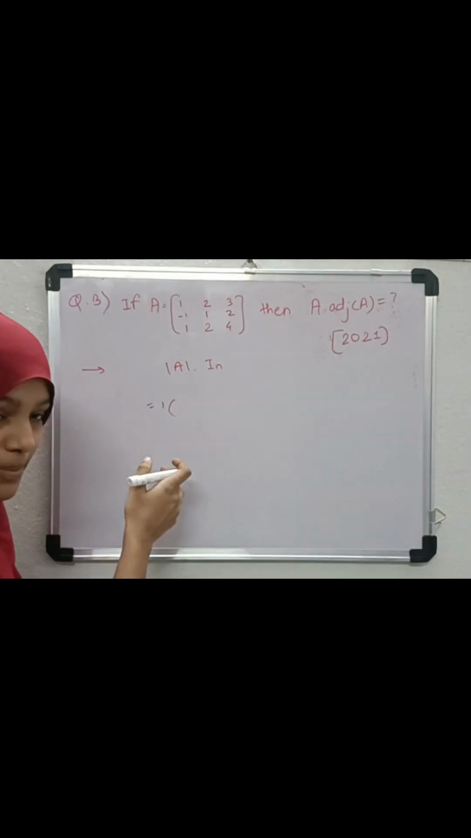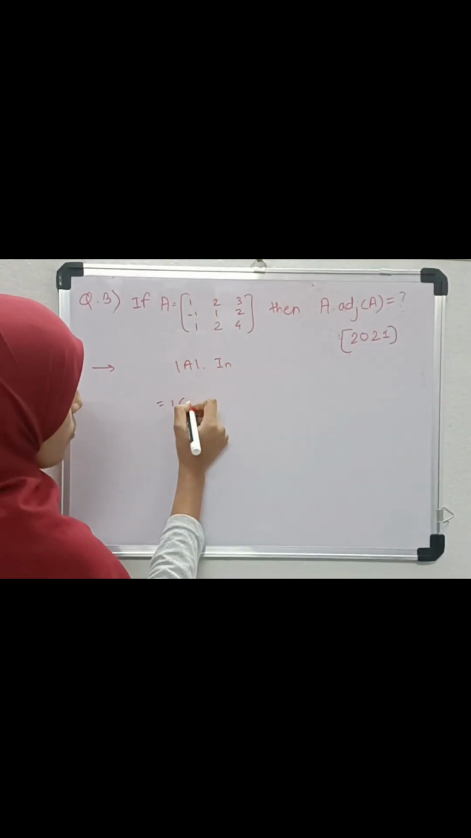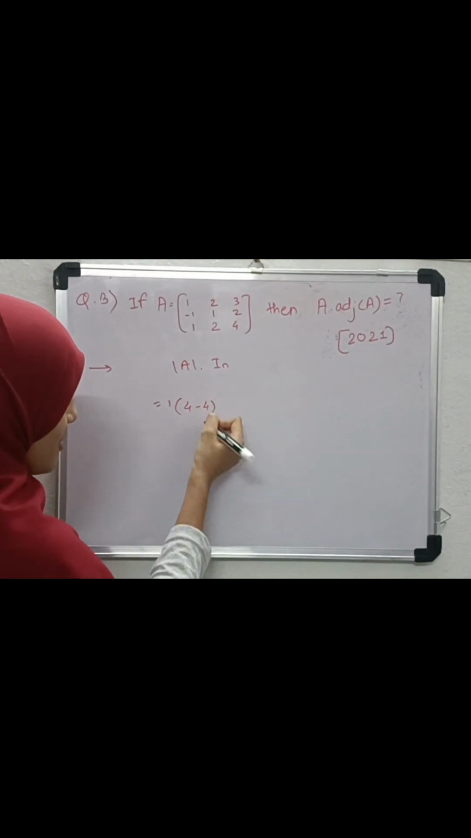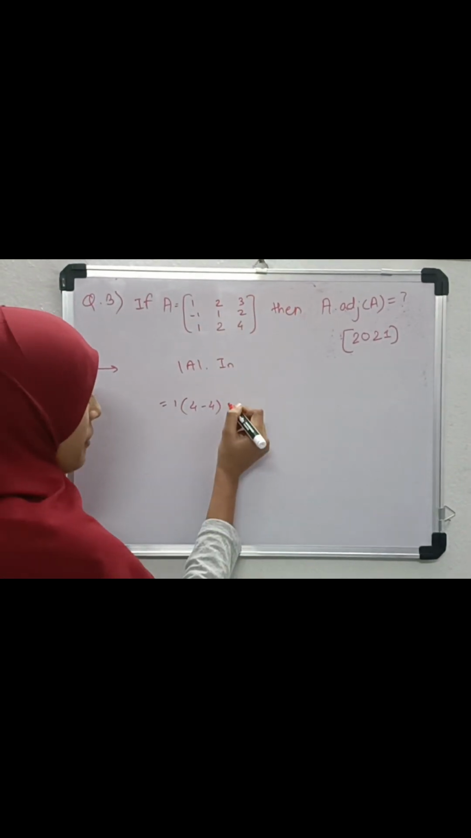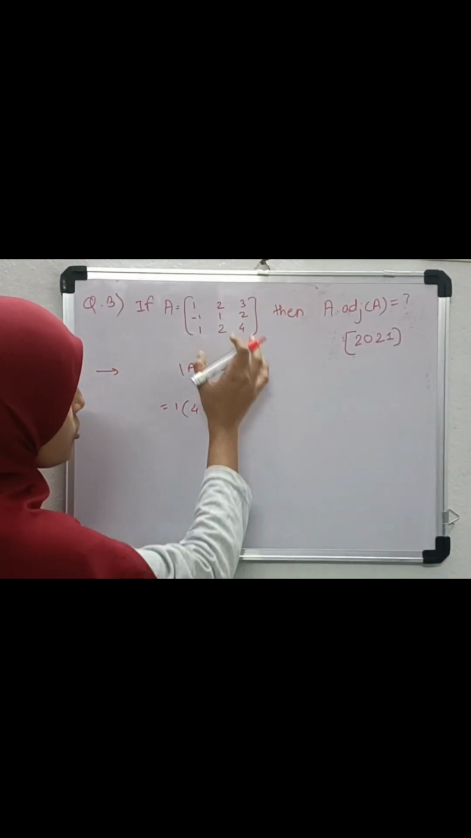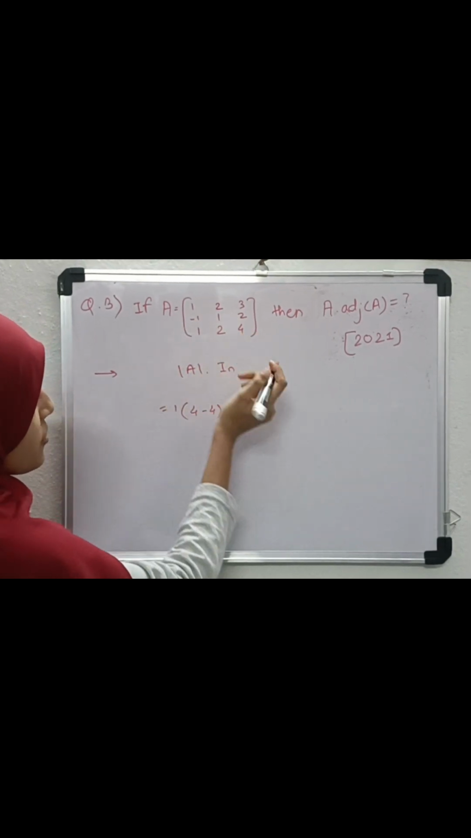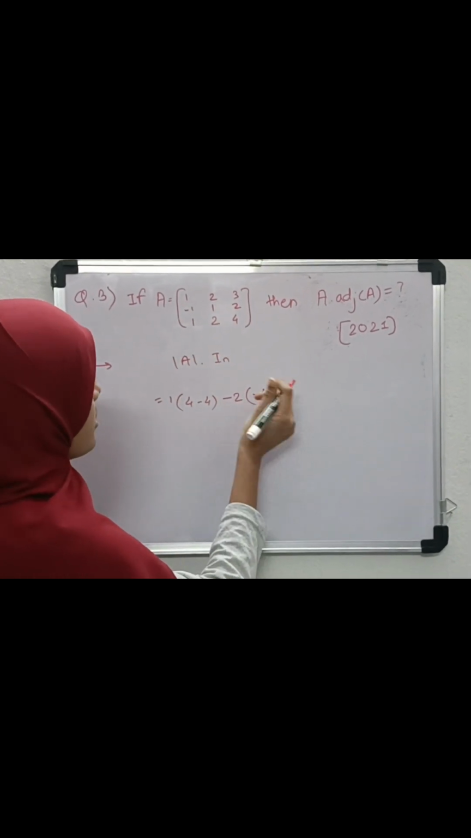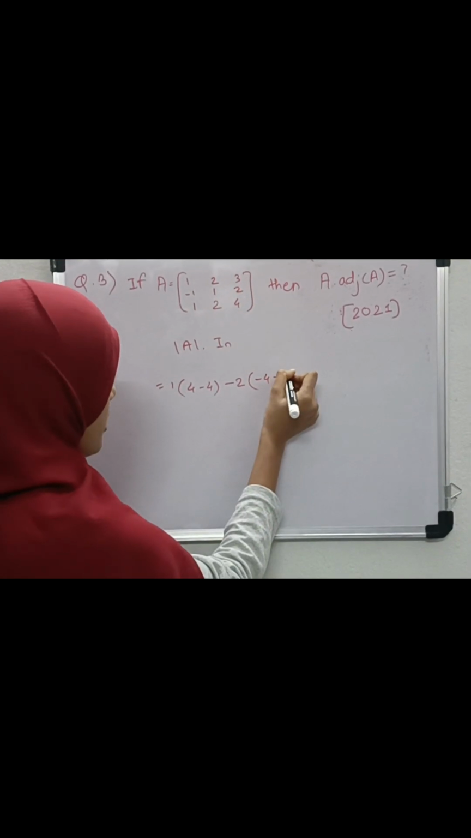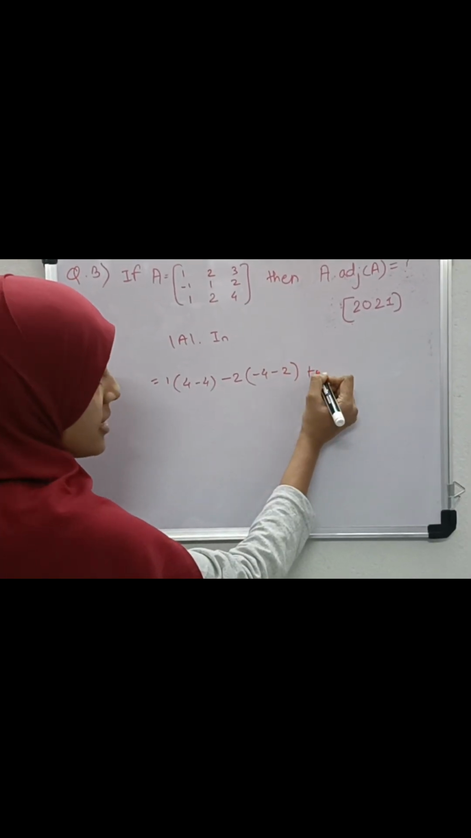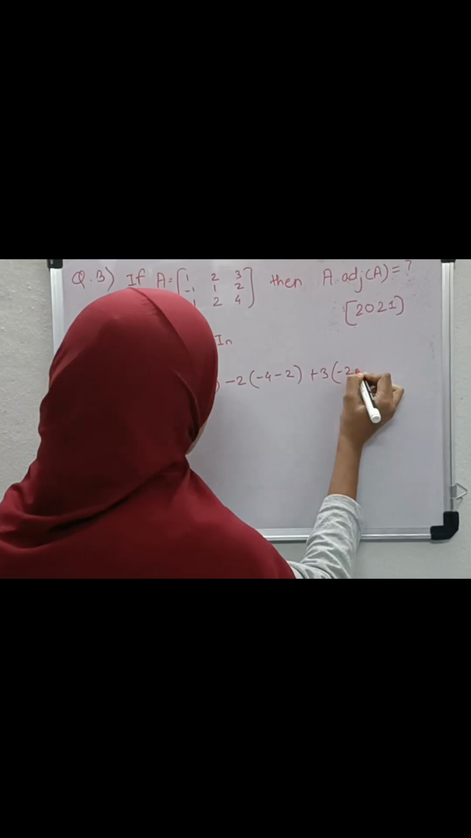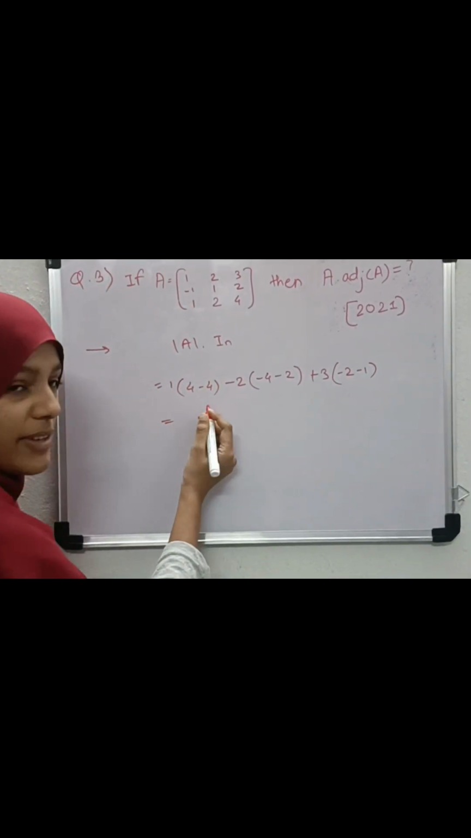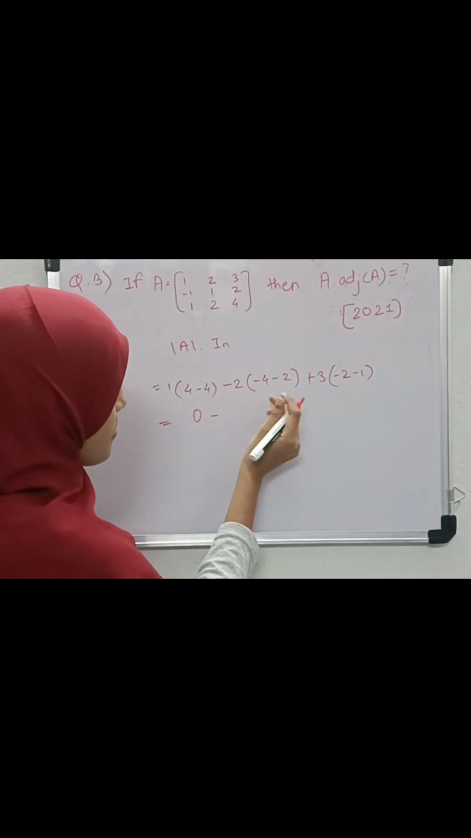Let's take the first element and multiply these two. 4 ones are 4 and 2 twos are 4, so this will become 0. This is the middle term, so we will take the minus sign. Minus 2 will be as it is. Minus 1 into 4 is nothing but minus 4, with the sign of minus, and 2 ones are 2. Then we will take plus 3 and multiply this. Minus 1 into 2 is nothing but minus 2 minus 1. Let's solve this. This will be nothing but 0, and this is minus.